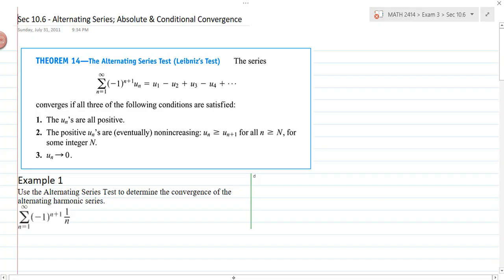And what we're going to be adding to it is going to deal with the absolute and conditional convergence. So when we get to that, I'll tell you when you can add things and what you can add to your formula sheet. Theorem 14 is the alternating series test. It's also called Leibniz test.